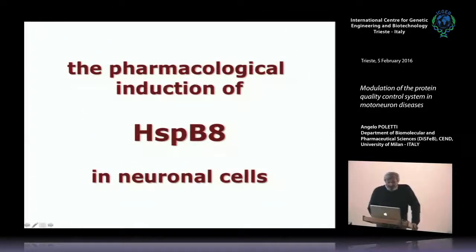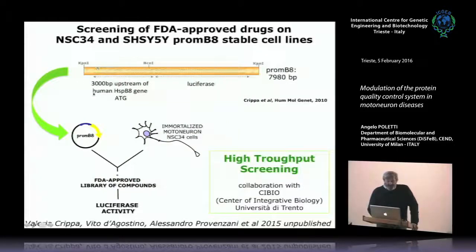So we started a sort of screening to find if there is the possibility to induce HSPB8 pharmacologically, specifically in neuronal cells. We took a promoter region of the human HSPB8 gene fused to luciferase, we produced cells, and we started a screening of the entire pool of FDA-approved drugs that are commercially available, an NIH library, plus some natural compounds.